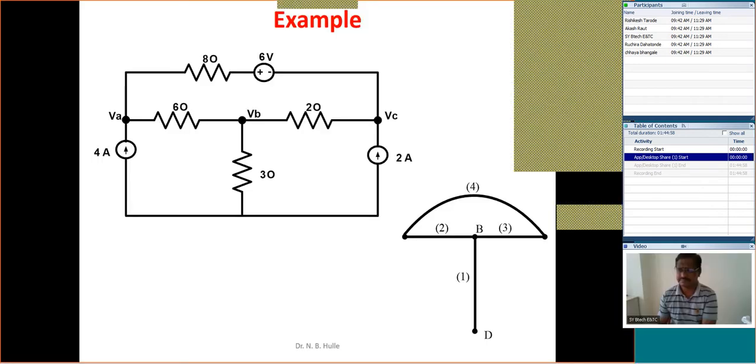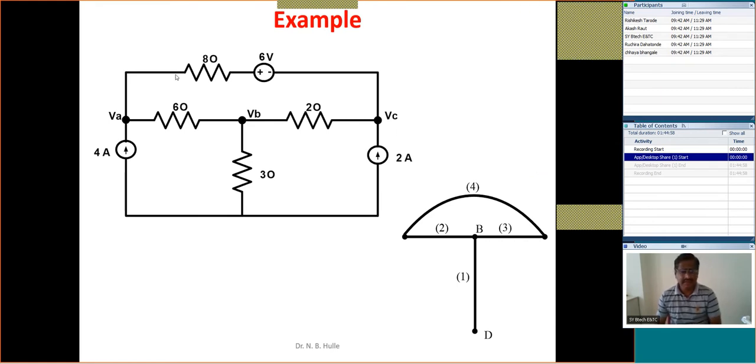No doubt. Okay, fine. I will proceed further again. So here, if this is the given circuit, for this particular circuit, we can draw the graph in this particular way. Is it right? Now, I will go to the next example.